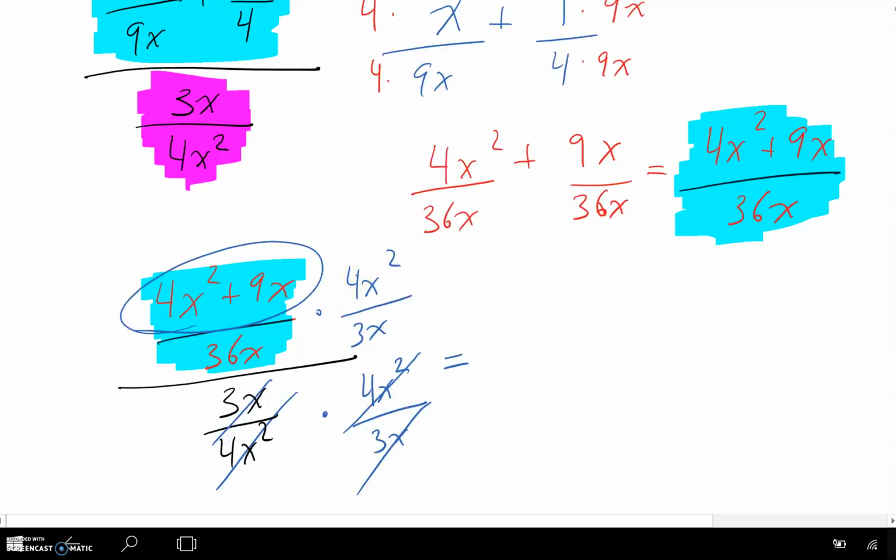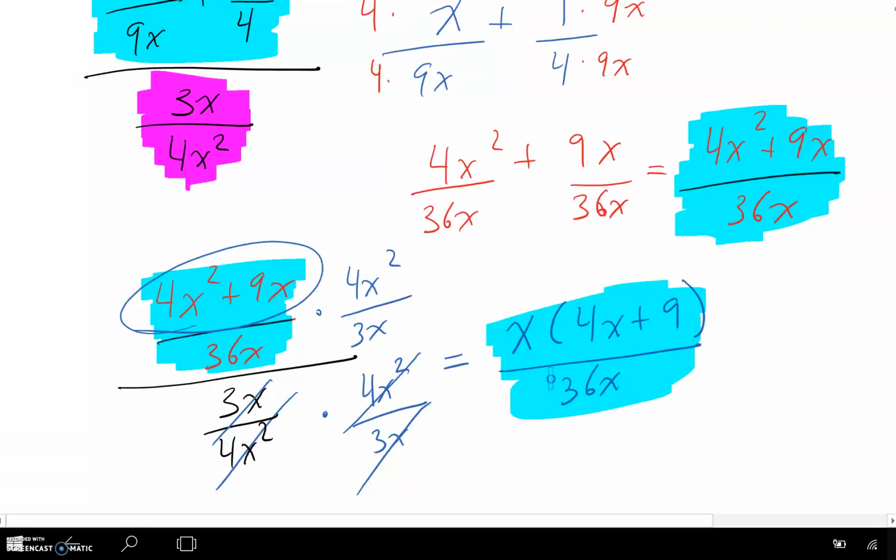I'm going to rewrite this as, I'm going to factor out a 4. I'm sorry, not a 4. I'm going to factor out an x and rewrite that as 4x plus 9 all over 36x. And again, this is still the numerator. This is before I even multiplied this part yet. But now that we can multiply that, let's add that back in here.